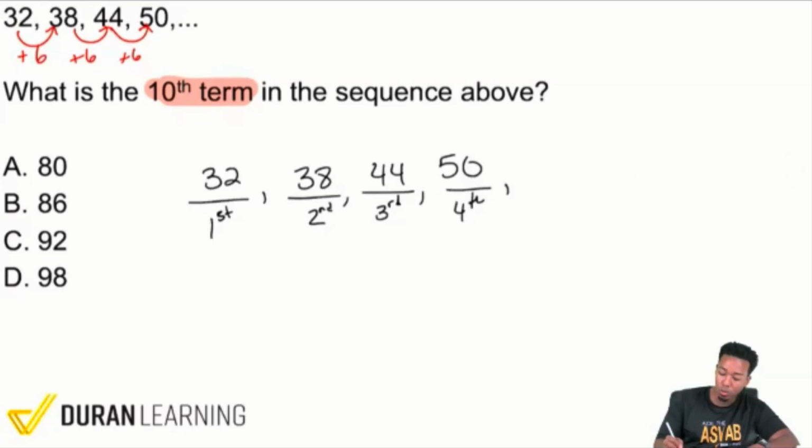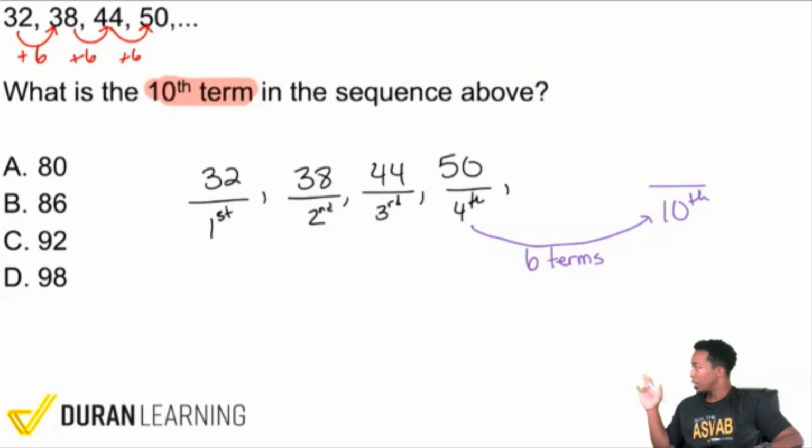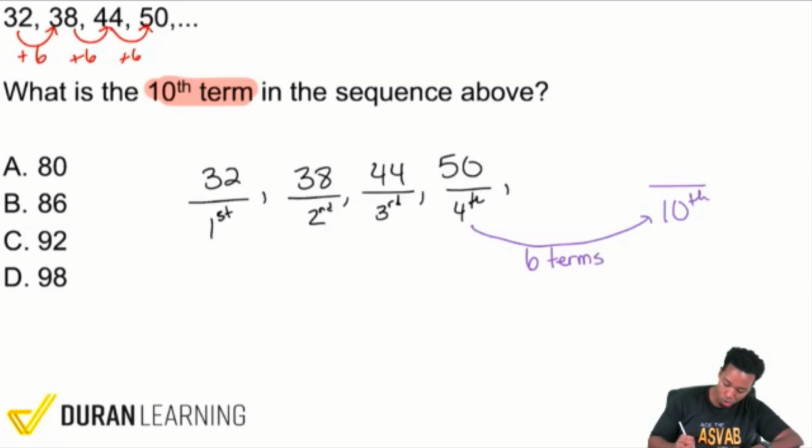We're not here to just know how to do these questions. We're here to dominate the ASVAB, right? So here we are. If I wanted to start from the fourth term to get to that 10th term, everyone, how many terms am I jumping? We are jumping 6 terms, exactly. Now, if we're jumping 6 terms and each time we're adding 6, what am I doing with those 2 numbers?